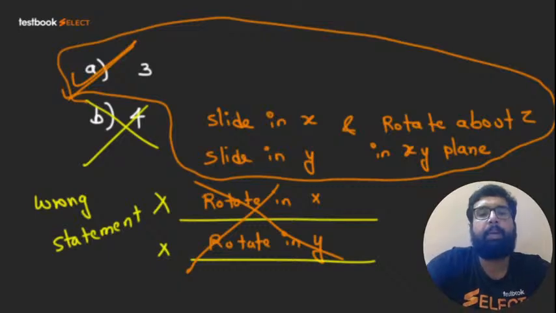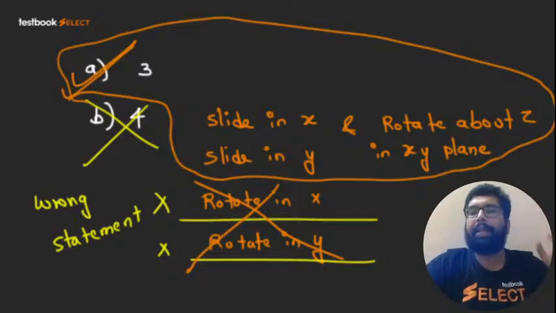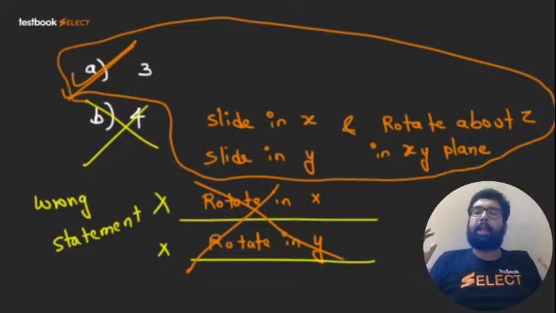So always remember, my dear, rotation always happens in a plane. It never happens in a direction. It happens in a plane about some axis. So I hope, beta, this is clear.